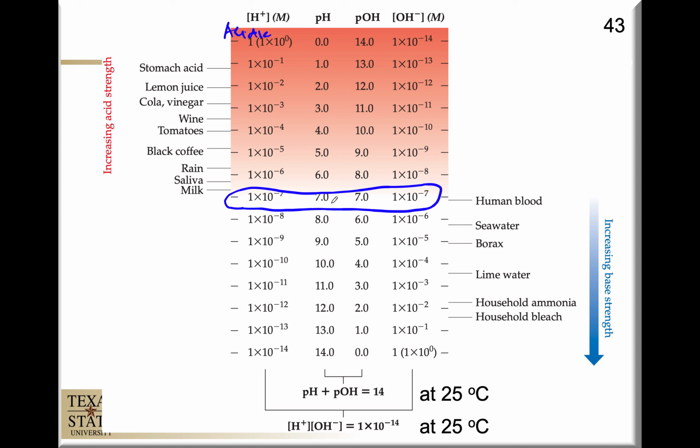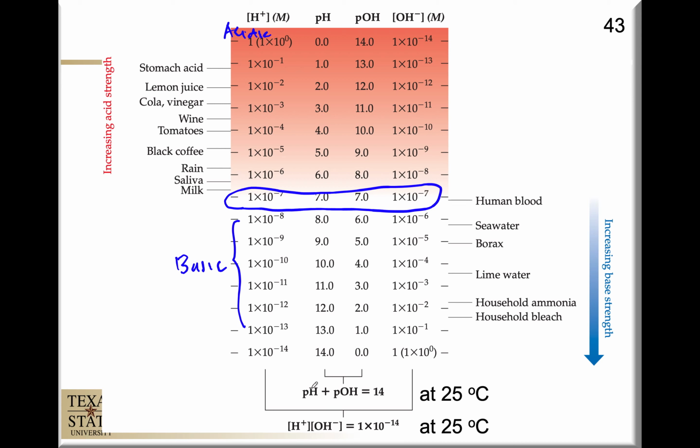Now also remember that a neutral solution at 25 degrees Celsius has a pH of 7, and therefore it also has a pOH of 7, since the sum of these two is equal to 14. Then as we come down here, we have concentrations that are less than 10 to the negative 7, and therefore all of these concentrations here are going to be basic.